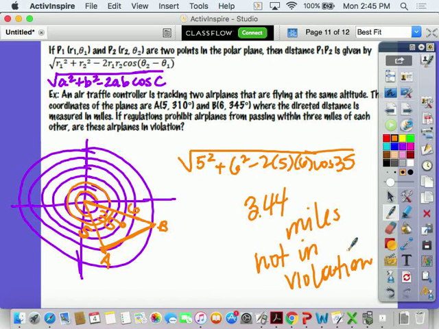So that's how you can use polar coordinates to determine real life scenarios, because pilots and people at traffic control do use polar coordinates. Okay? So questions before we get to the more involved equations with polar equations.